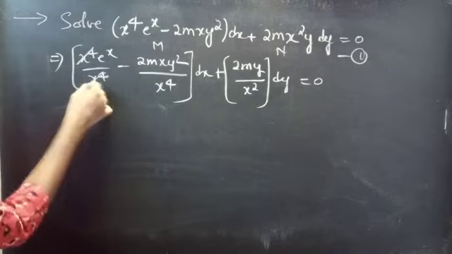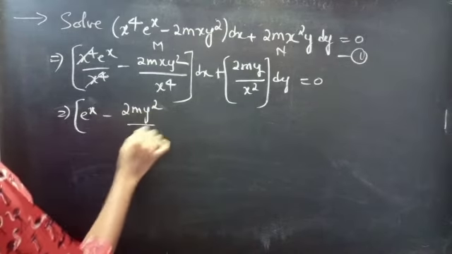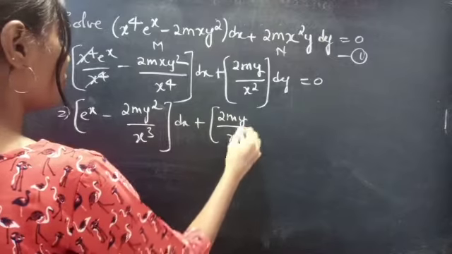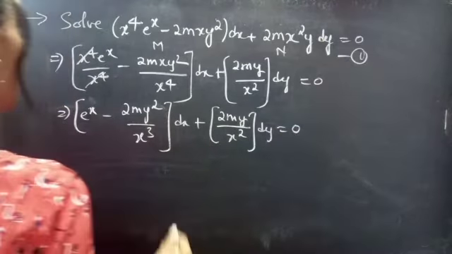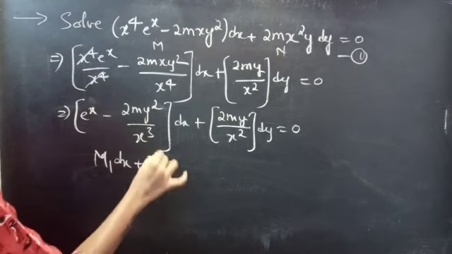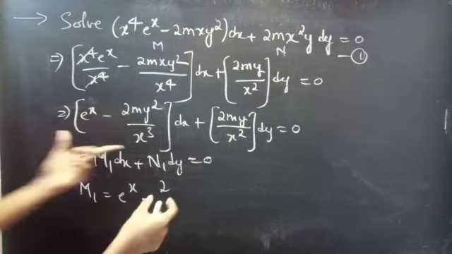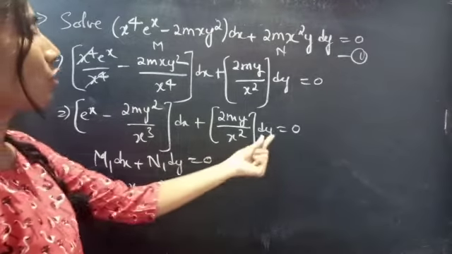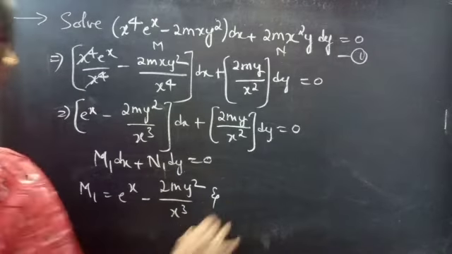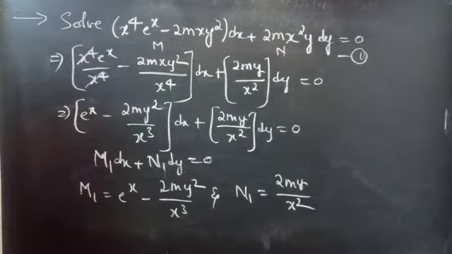Now cancel x power 4 and 1 x here. You'll get (e power x minus 2my square by x cube) dx plus 2my by x square dy equals 0, which is in M1 dx plus N1 dy equals 0 form, where M1 equals e power x minus 2my square by x cube, the coefficient of differential dx, and N1 equals 2my by x square, the coefficient of differential dy. Okay.